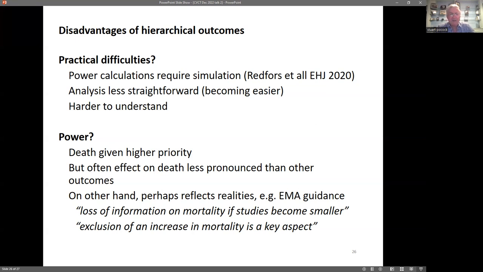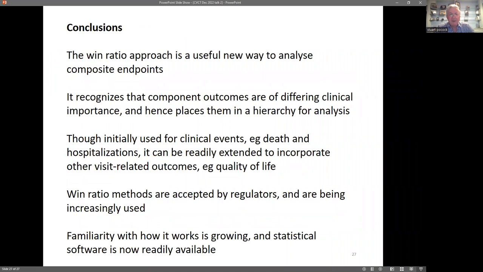The last slide, please. So, conclusions. The win ratio approach is a useful new way to analyze composite endpoints. It recognizes that component outcomes are of different clinical importance and hence places them in a hierarchy for analysis. Though initially used for clinical events, it's now been extended to also look at visit-related outcomes such as quality of life. It's getting accepted by regulators.